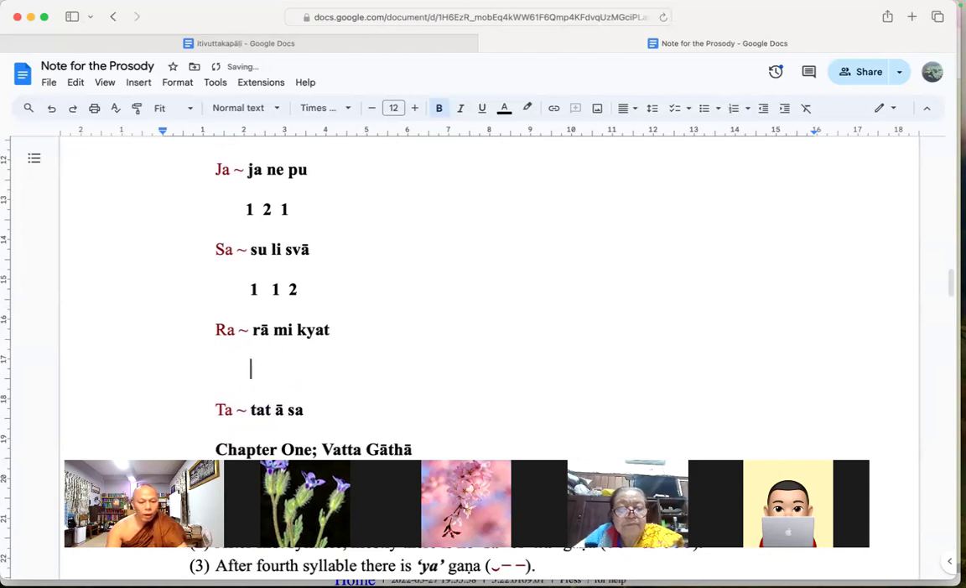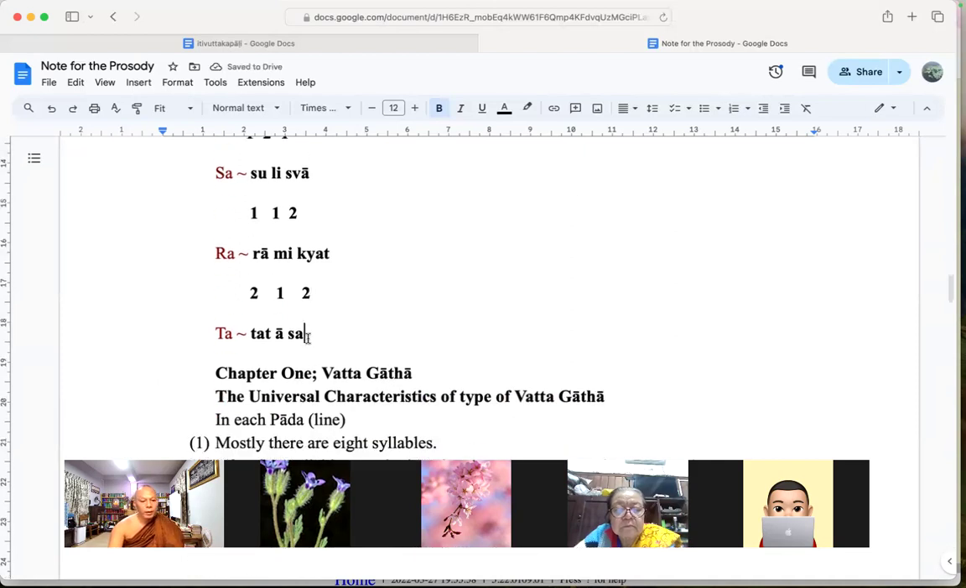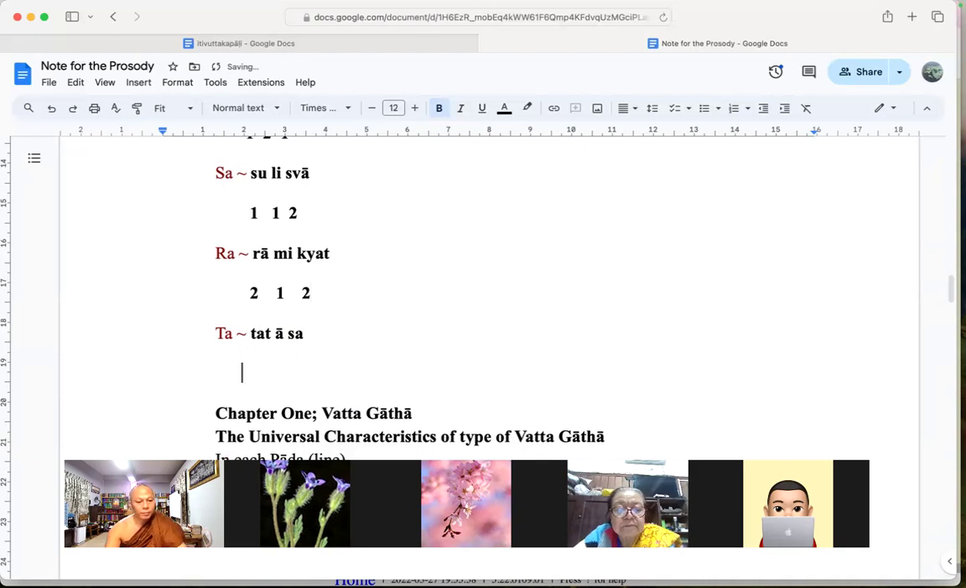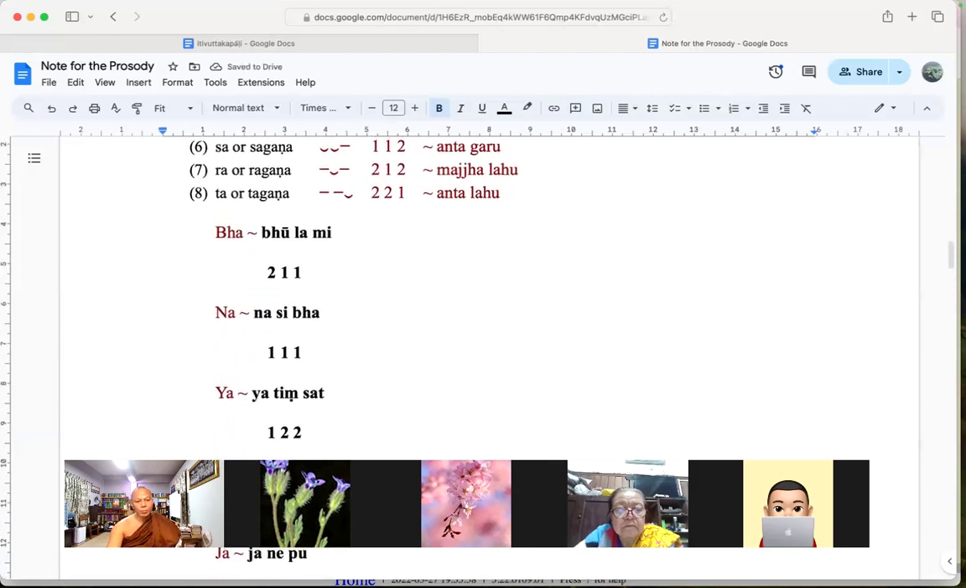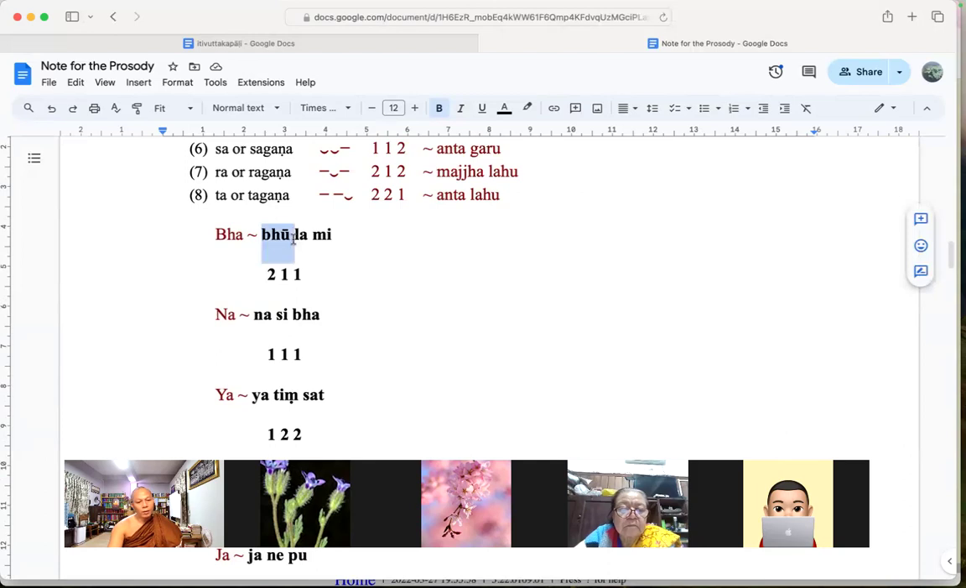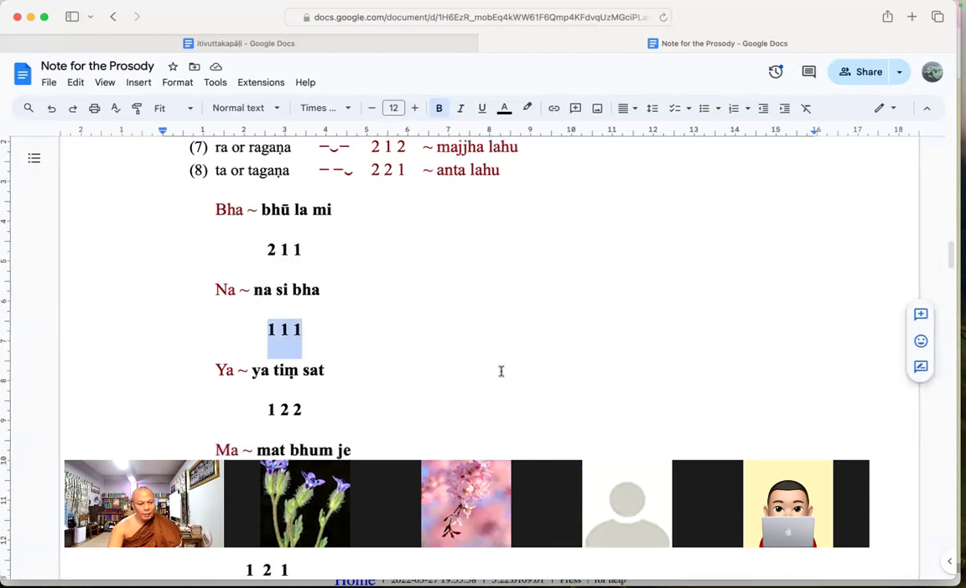And Ra is loud, so 2. Mi is short, Lahu 1. And Jet, because of the consonant, so 2. So 2, 1, 2. And the last one, so that is 2. Sa is 1. So Bulami is 2, 1, 1. So the sign of Bu Bagana in Mass is 2, 1, 1. So Nasiba Nagana is 1, 1, 1 in this way.